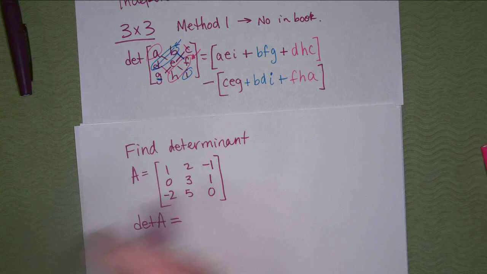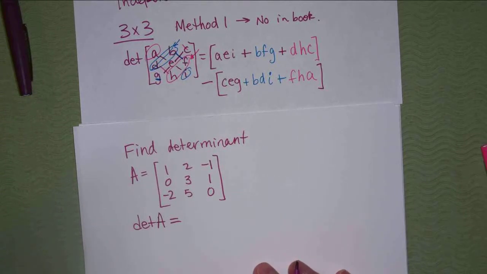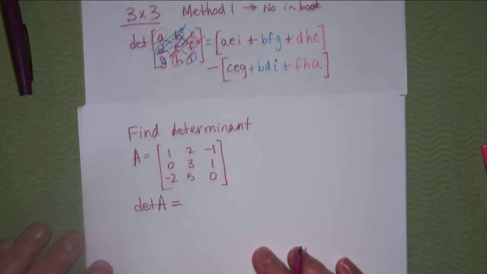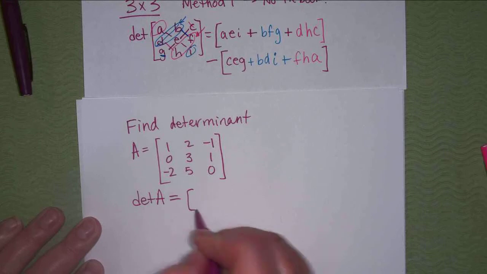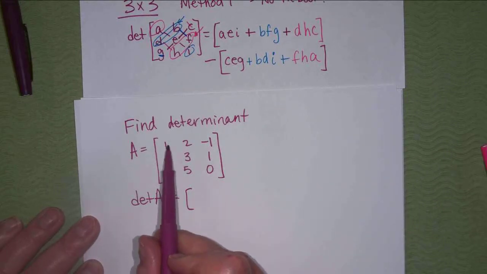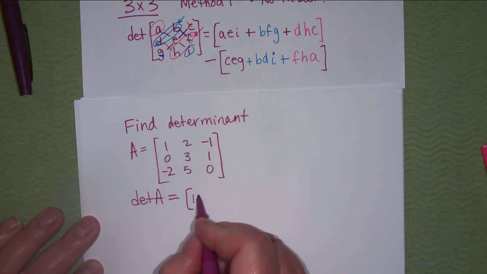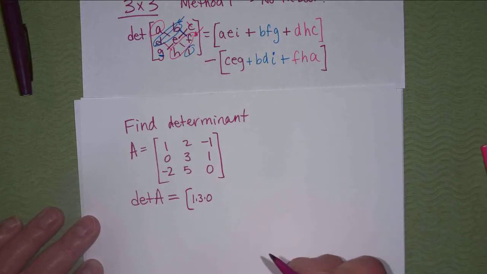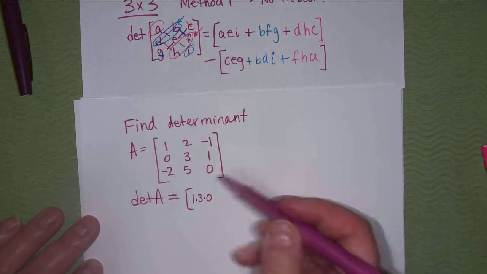And I'm going to write each number out so you can see how we got the multiplication, but then after that we don't need to write them all out. So what are the forward ones? 1 times 3 times 0. So that's 0. Normally I would just write it as 0. So that's the first one.